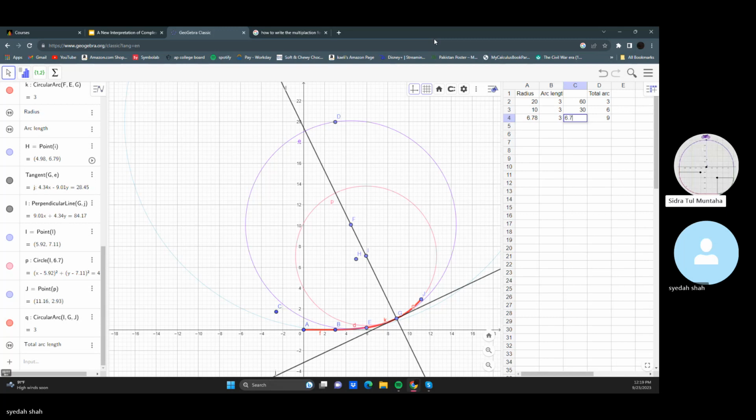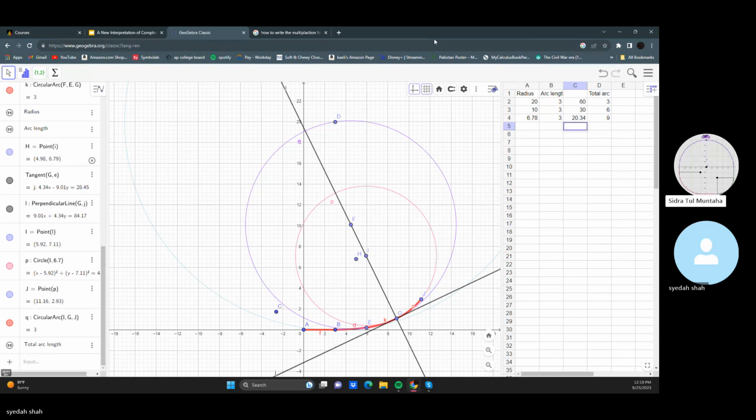Yes. And then if you are going to draw a fourth circle, when you will be actually drawing the fourth circle, what should be your total arc length for that? Because your arc length is constant. For the next fourth circle, the arc length will remain 3, right? Right.